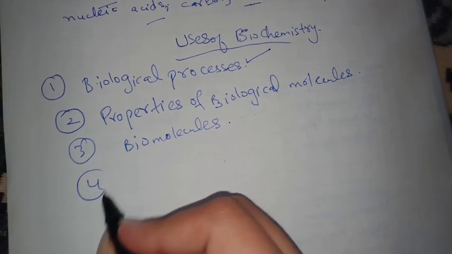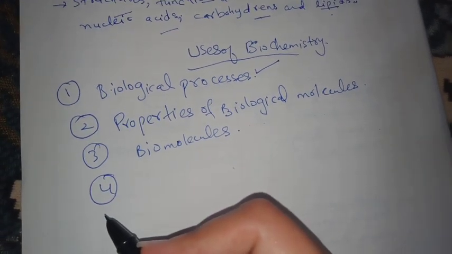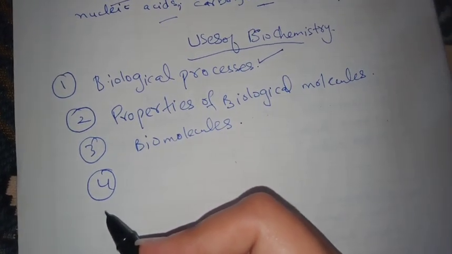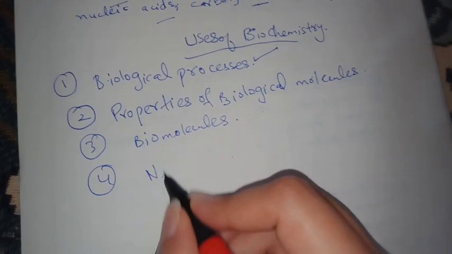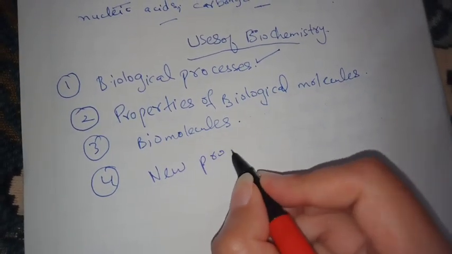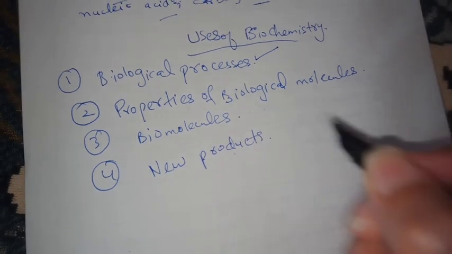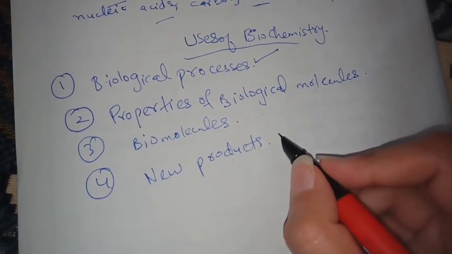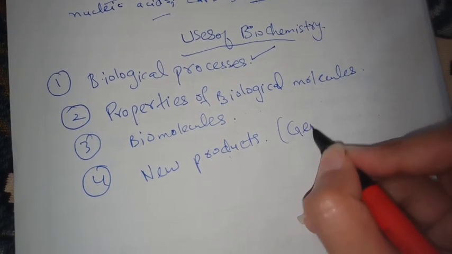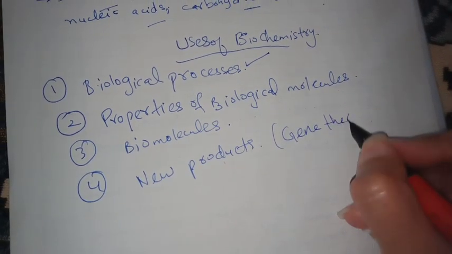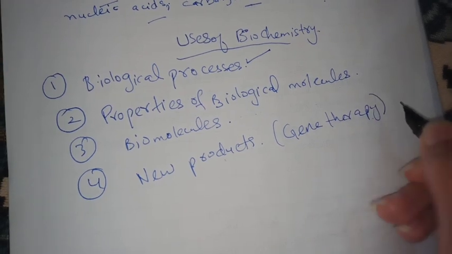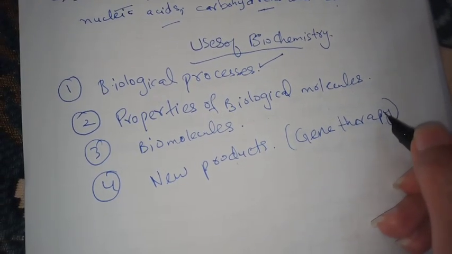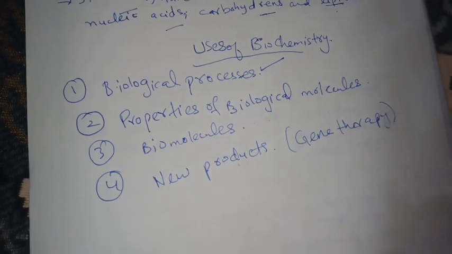Next use of biochemistry is that biochemists can help cells to produce new products. Gene therapy is within the realm of biochemistry. Gene therapy is used. The development of biological machinery falls within the realm of biochemistry.